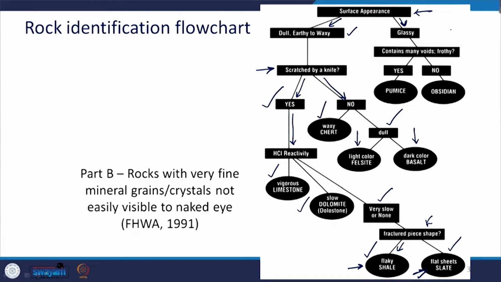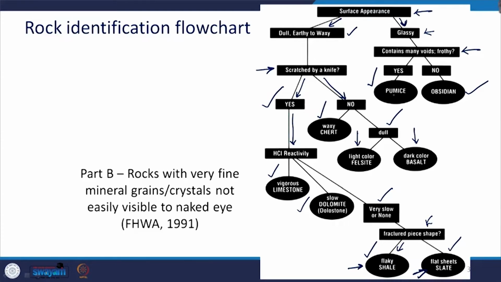If the surface appearance of the rock is glassy, we need to see whether this contains many voids, whether it is frothy. If it is yes, it is pumice. If it is no, it is obsidian. Pumice, you must be aware, you must have seen this in day-to-day use, that pumice stone is the same thing as this pumice rock.